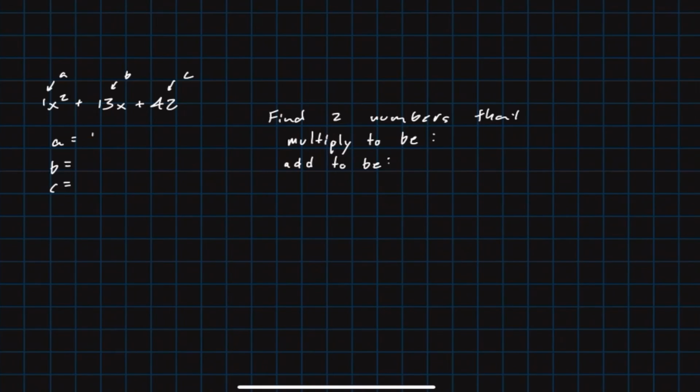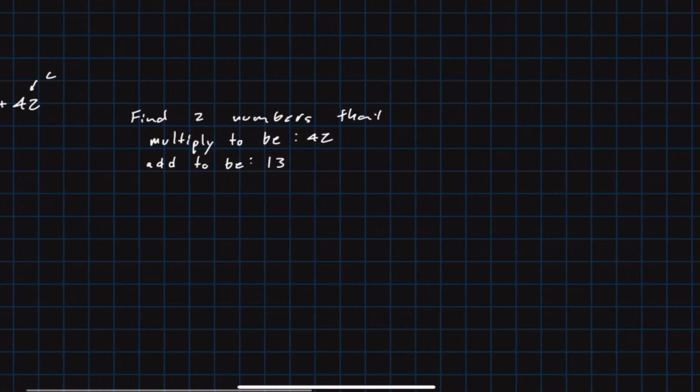So our A value is 1, our B value is 13, and our C value is 42. In this example, we're going to find two numbers that multiply to be 42 and add up to be 13. Like I said before, we're going to be using a little bit more math, right? So we're going to break up this 42 into a bunch of its different factors. We're going to start at 1 and 42, 2 and 21, 3 and 14, and 6 and 7.